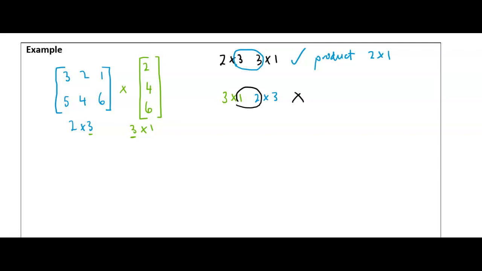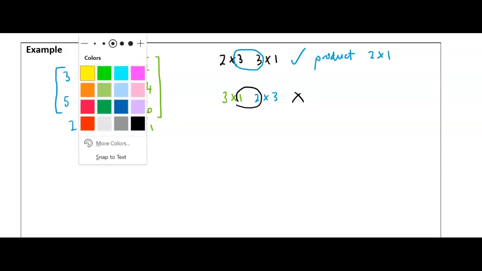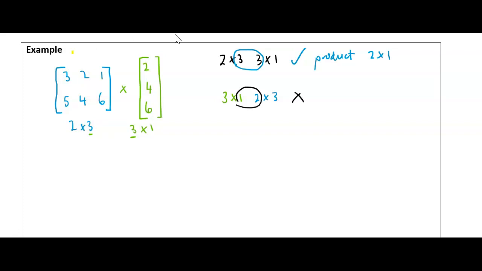All right, so what we do is we go across. Actually, I'm going to make it a thinner highlighter. Okay. So we go across, multiplies down. So we're going to have 3, 2, 1 times 4, 2, 6. And remember our product matrix is 2 by 1. So 2 rows times 1 column.